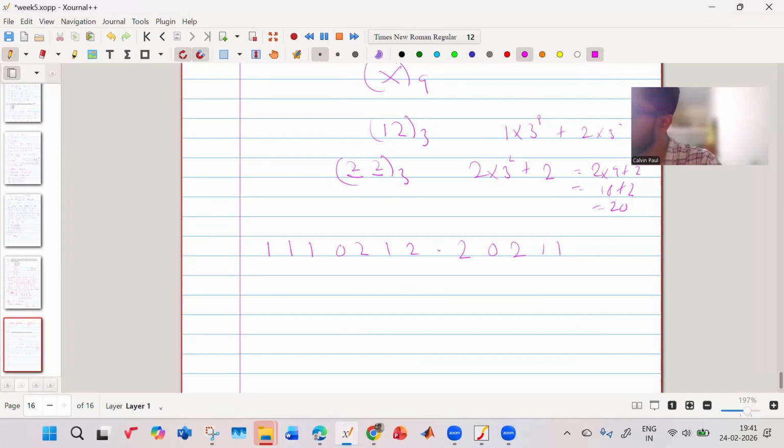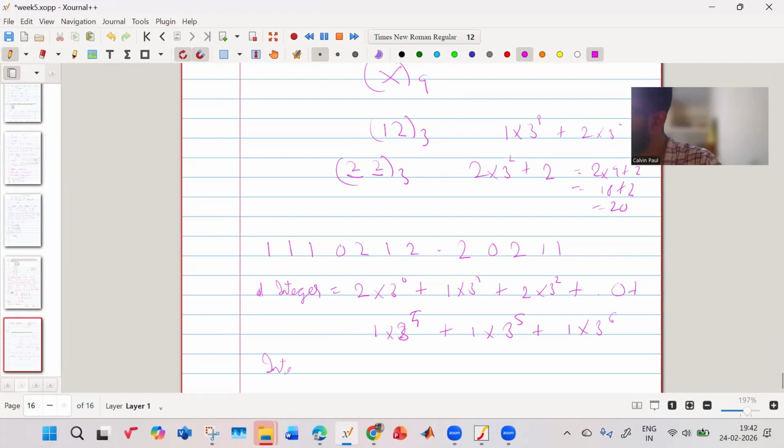So what do we do? We'll start with the integer part. We'll start from 2 into 3 to power 0, plus 1 into 3 to power 1, plus 2 into 3 to power 2, plus 0, plus 1 into 3 to power 4, plus 1 into 3 to power 5, plus 1 into 3 to power 6.